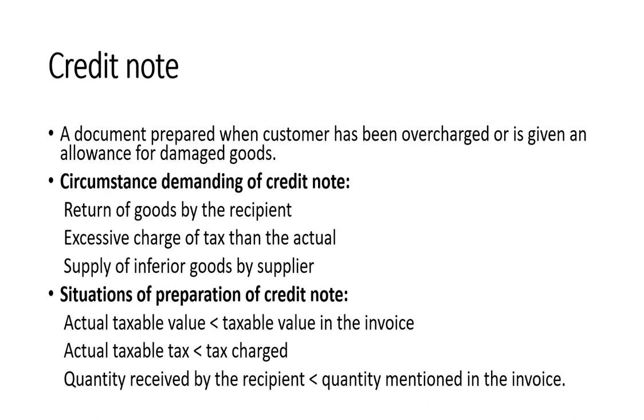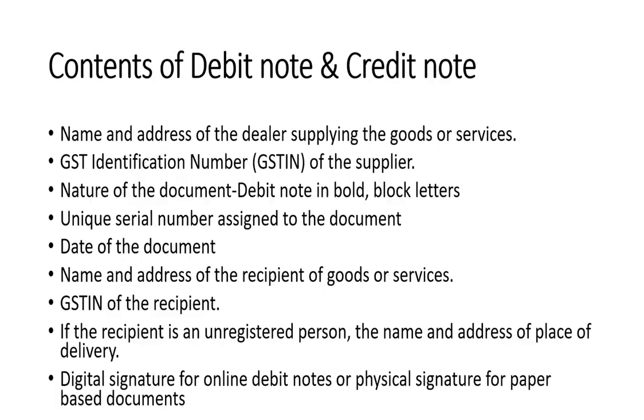So, the situations under which the credit note is to be prepared here: when the actual taxable value is lesser than the taxable value in the invoice, when the actual tax is lesser than the tax that is actually charged to him. Say for example, if the amount of actual tax is 500 and the tax charged is 600, then in such a case he has to prepare a credit note. Also, when the quantity received by the recipient is less than the quantity mentioned in the invoice, in such a case the credit note is to be prepared here.